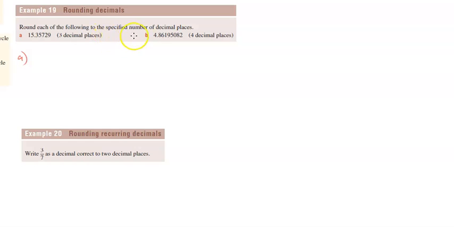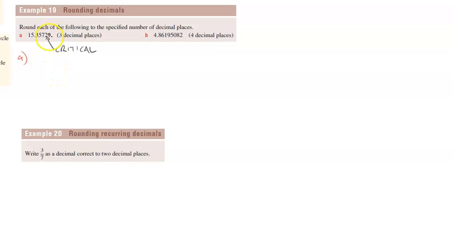Round each of the following to a specified number of decimal places. So to 3 decimal places, this is going to be 15.357, and the critical number after the 3rd decimal place is this 2. So right here, this is a critical digit. This number here will determine whether that 7 stays the same or gets bumped up by 1.